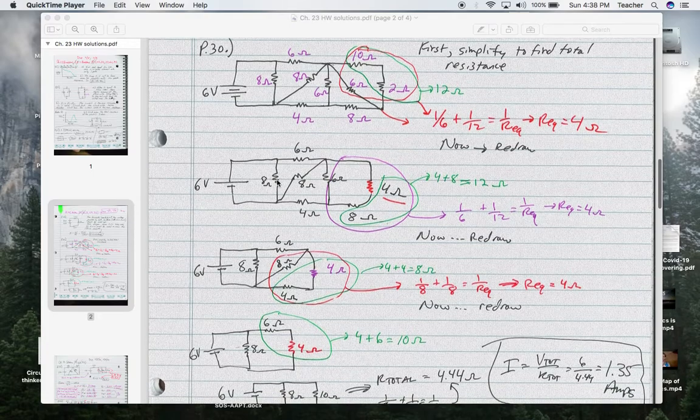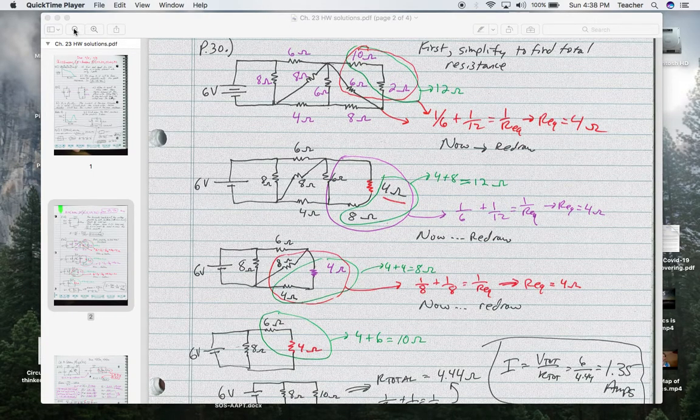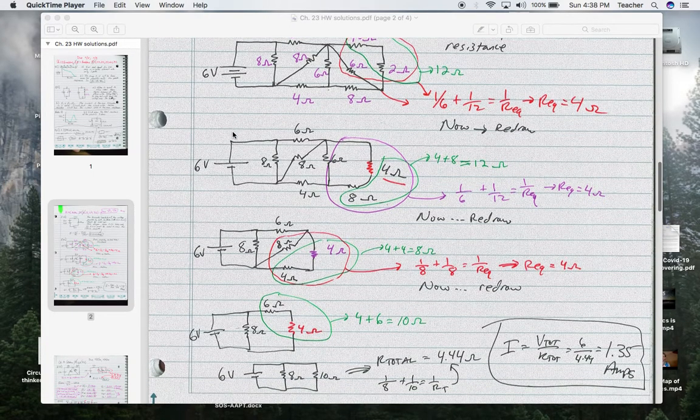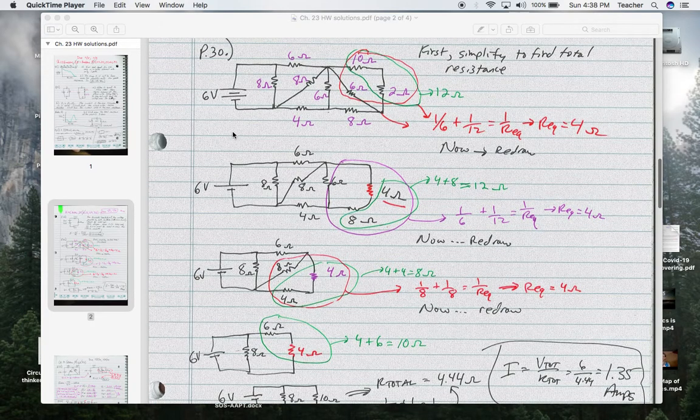So what I ended up having to do for this is draw a lot of different diagrams to get that equivalent resistance. I hope you take the time to look through there, because it's kind of complicated, but once you get the stepwise process, it's not too bad. So this was the original circuit with all those resistances labeled.